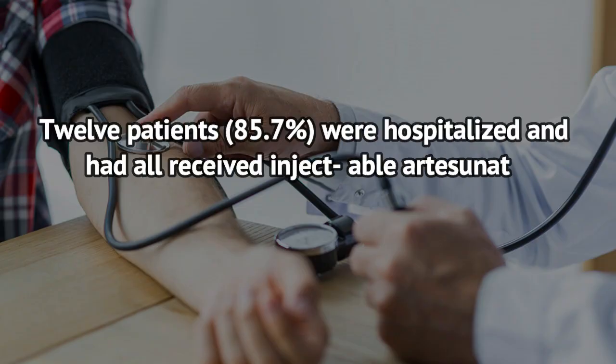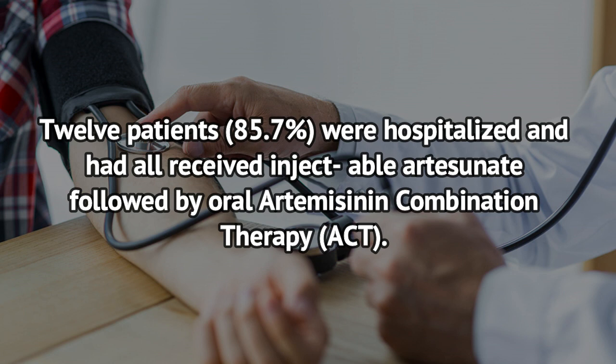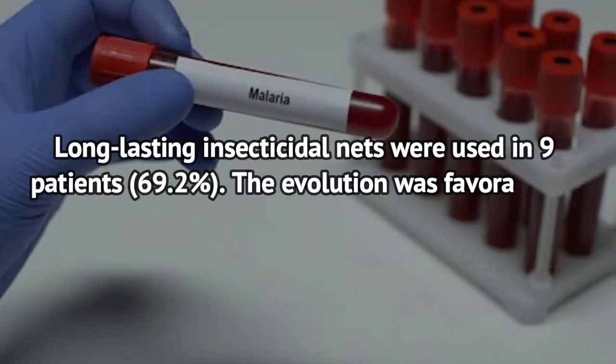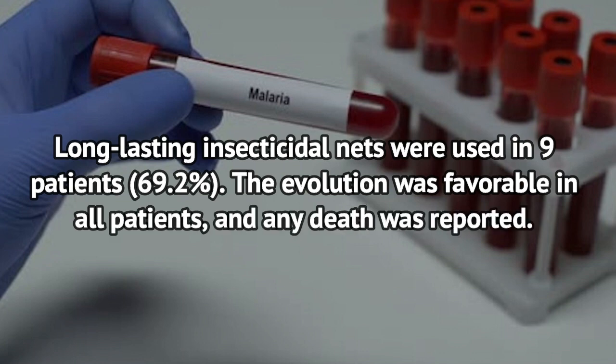12 patients, 85.7%, were hospitalized and had all received injectable artesunate followed by oral artemisinin combination therapy, ACT. Long-lasting insecticidal nets were used in 9 patients, 69.2%. The evolution was favorable in all patients, and no death was reported.